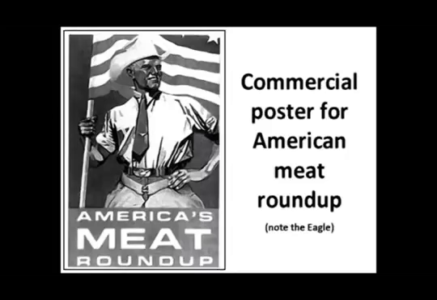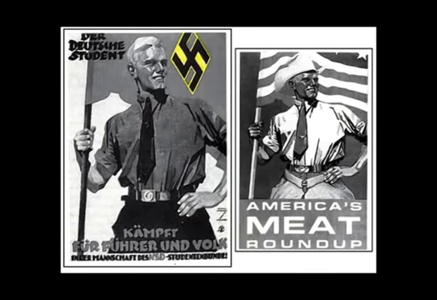But here we have a commercial poster for American Meat Roundup during the war. How come it contains exactly the same kind of male figure and exactly the same pose holding the American flag? Why is the imagery the same? What are we being told here?